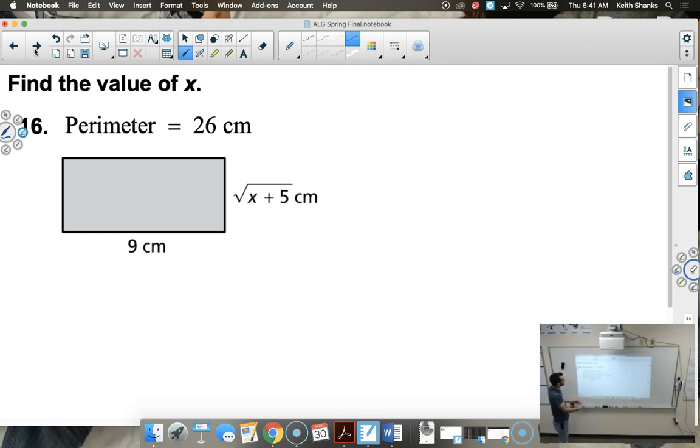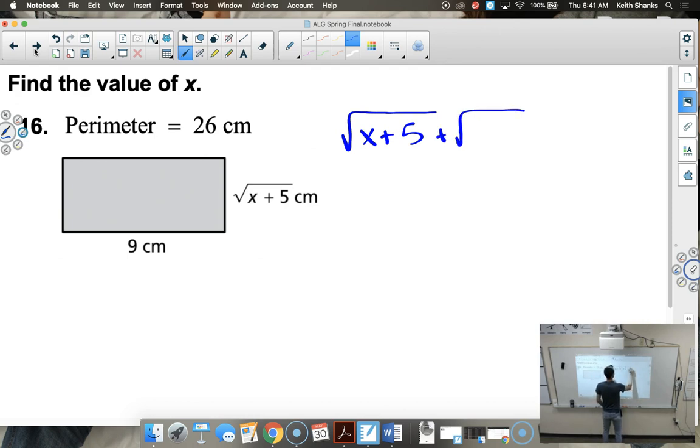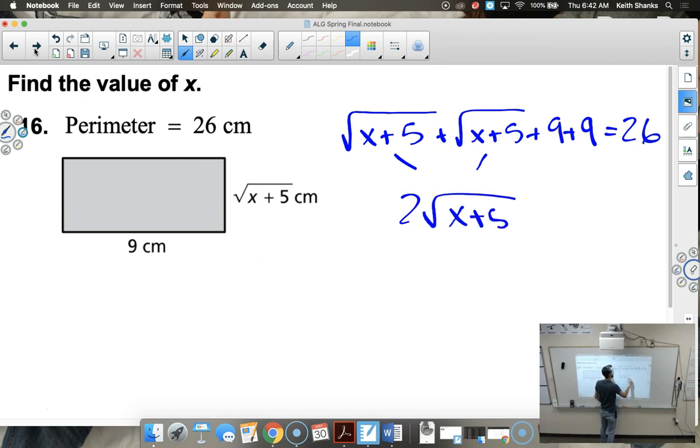All right. This one is very similar. Again, I'm just trying to show you there were a bunch of problems like this where they asked you about perimeter or something like this. So for perimeter, it's like doing this. If I add up all the sides, I should get 26. So I know this looks really weird or maybe a little complicated, but I have 2 of these. So this is 2 times the square root of x plus 5, plus 18, 9 plus 9, equals 26.